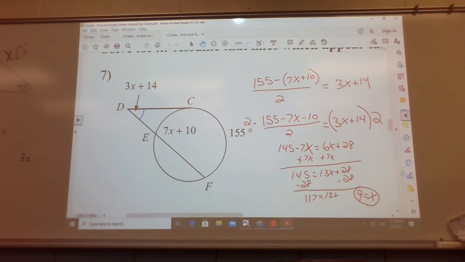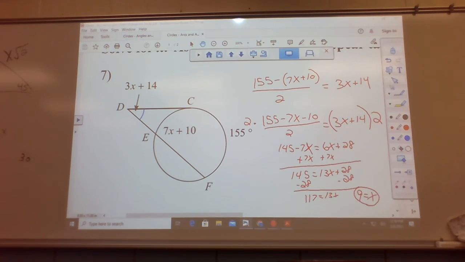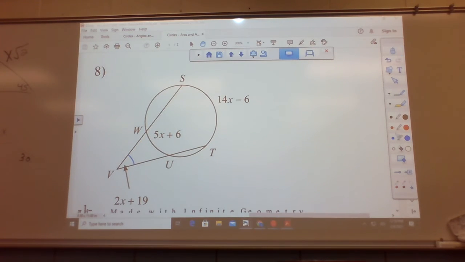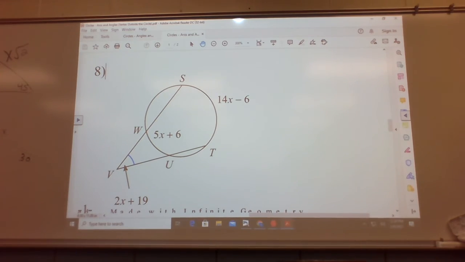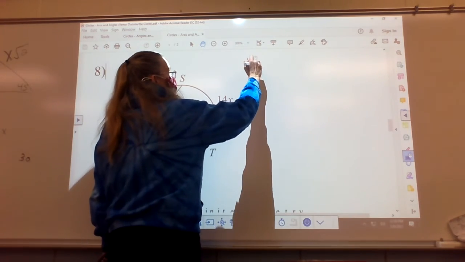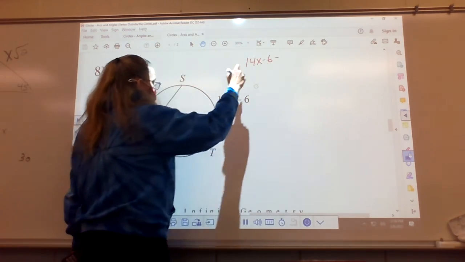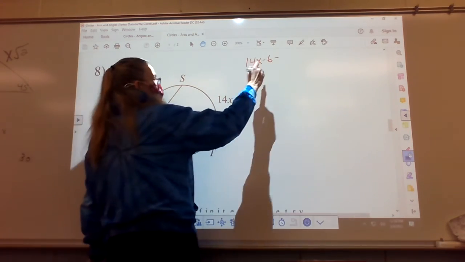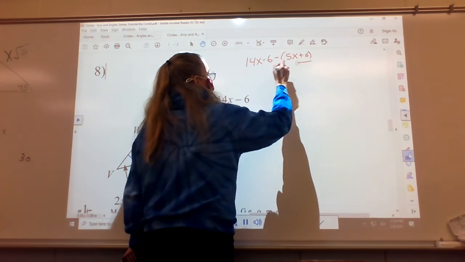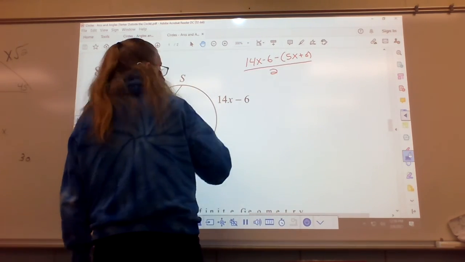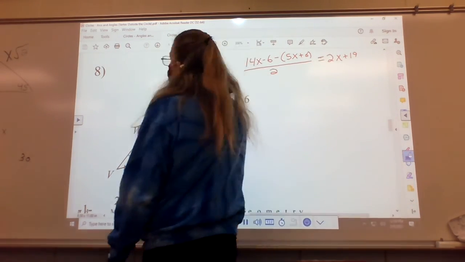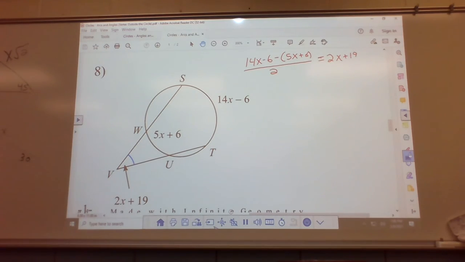Questions on 7? Slide to number 8. Same basic idea. Big arc minus little arc, got to get that in a parenthesis. Divide by 2 equals angle, 2x plus 19. So everything up here had a variable to it. There's variables all over the place.